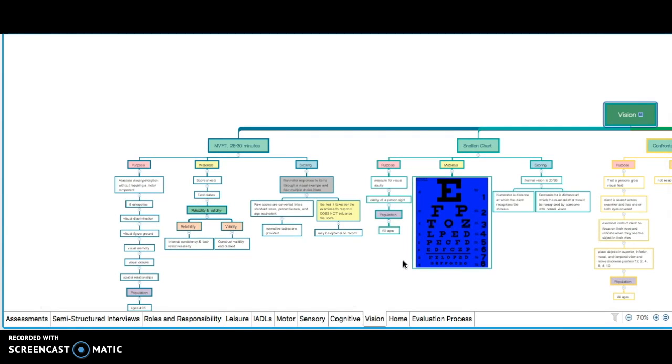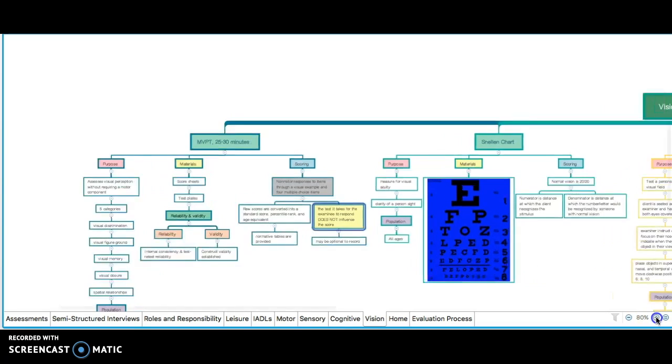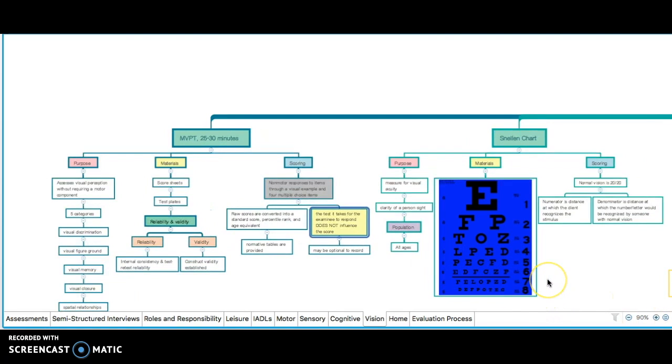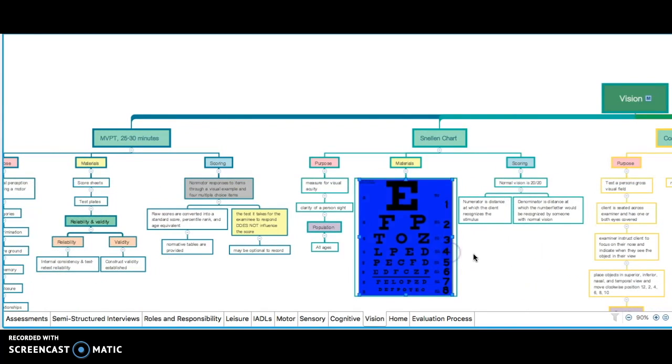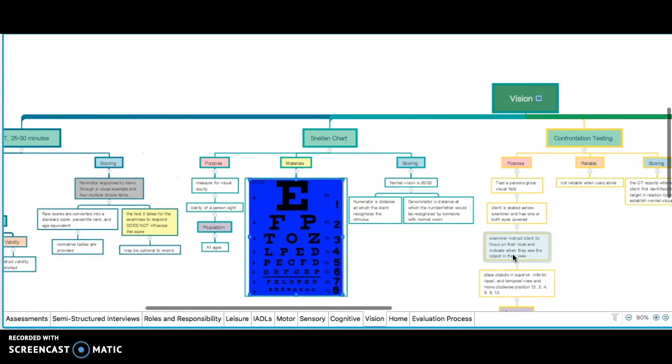When looking at the MVPT, we highlighted this box in the scoring section to remind ourselves that we do not score the time it takes for the examinee to respond to the answer. We also added a picture of the Snellen chart for visual representation. And here are the other assessments from Professor Lohman's class.